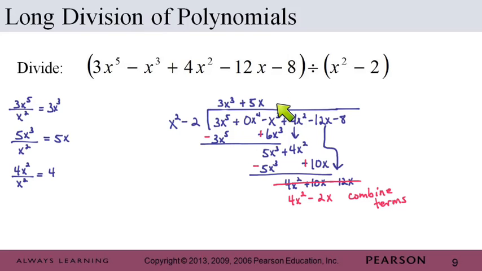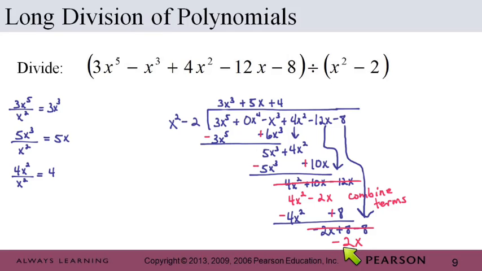I'll put that 4 up here as my guess, and now I'll multiply back. 4 times x squared is 4x squared. 4 times negative 2 is negative 8. Notice that I did not line it up under the x because they're not like terms. Okay, now change signs and add, and we'll have negative 2x plus 8. And now we'll bring down this negative 8. And notice that if I combine my terms, I'll have negative 2x, and that's it, because the 8 and the minus 8 will add up to 0.